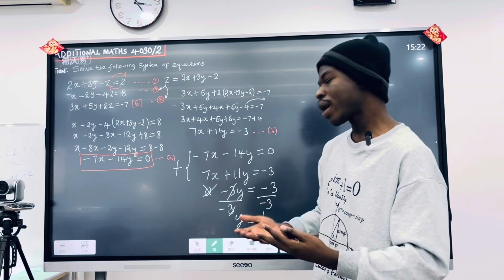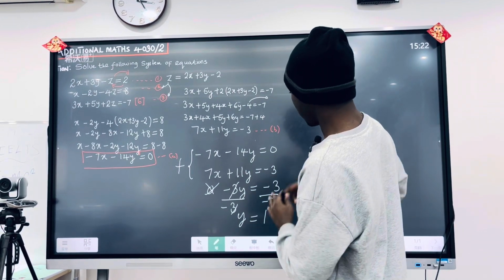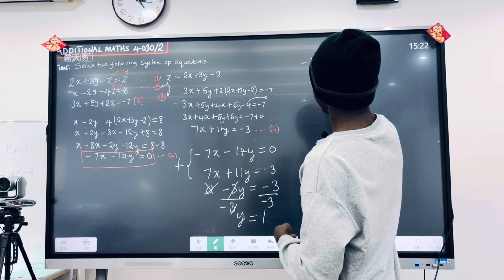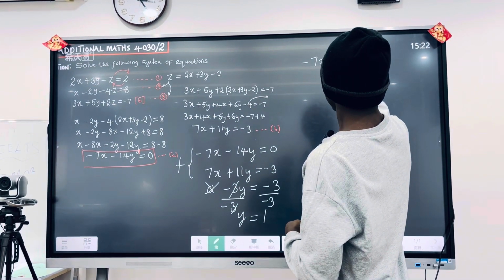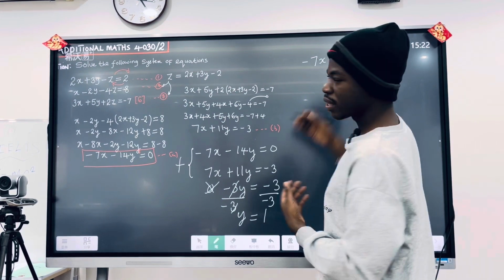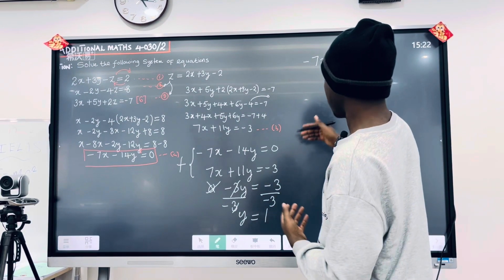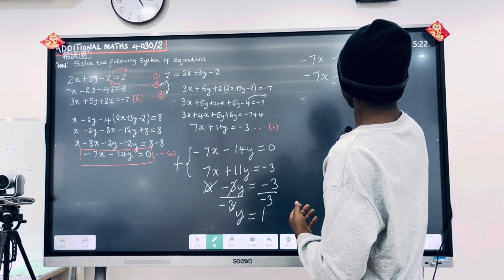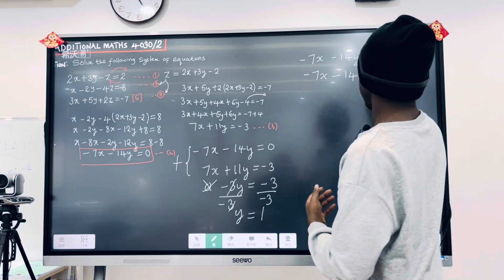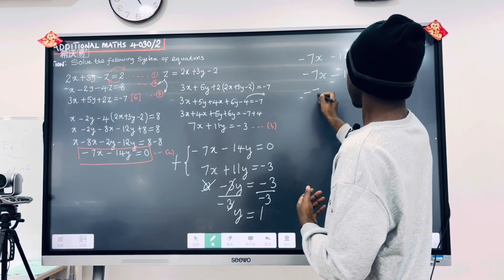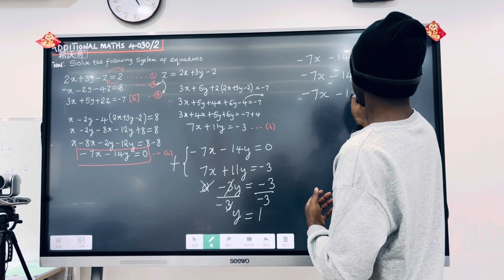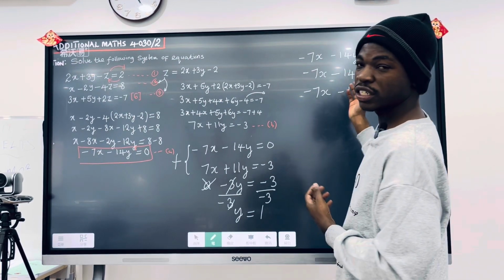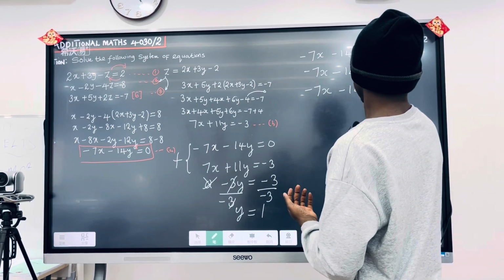To find the value of x, we can get one of these equations and substitute in the value of y. So let me get maybe the first equation. Negative 7x minus 14y equals 0. Where there is y, I put positive 1. So negative 7x minus 14, and I know y is 1, and everything equals 0. Negative 14 multiplied by 1, that's just negative 14, so this equals 0.